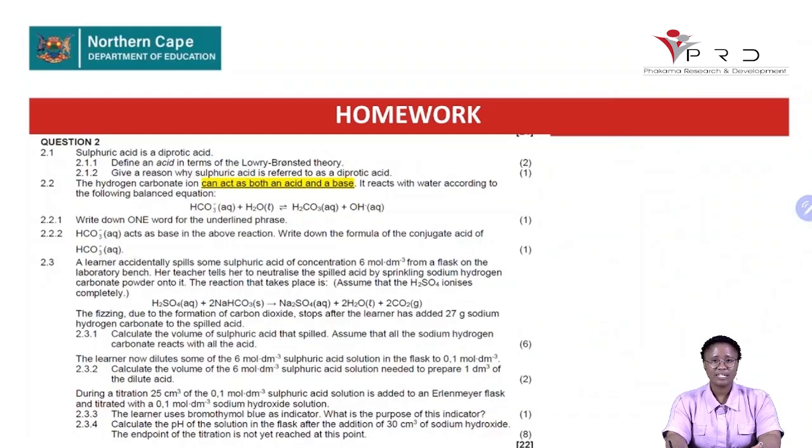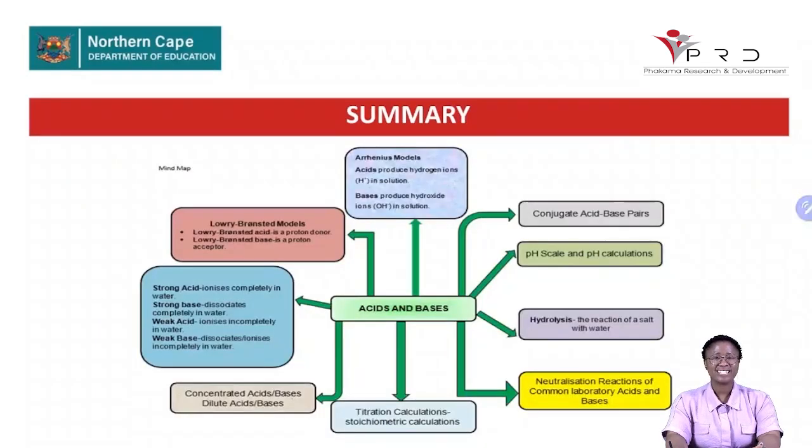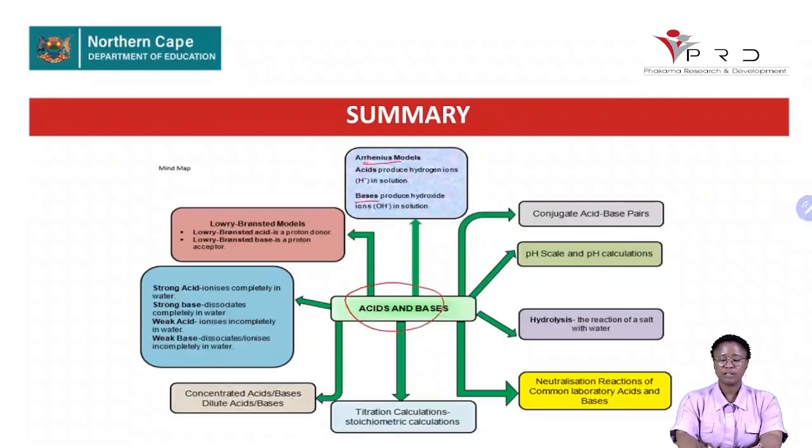Now that you have taken the screenshot, let us look at the summary of our lesson. Remember, we said that you need to know under acids and bases. We need to know definitions of acids and definition of bases in terms of two theories, Arrhenius and Lowry. We also spoke about strong acids, strong bases, weak acids, and weak bases. You need to know which one is a strong acid, which one is a strong base, and which ones are weak acids and weak bases.